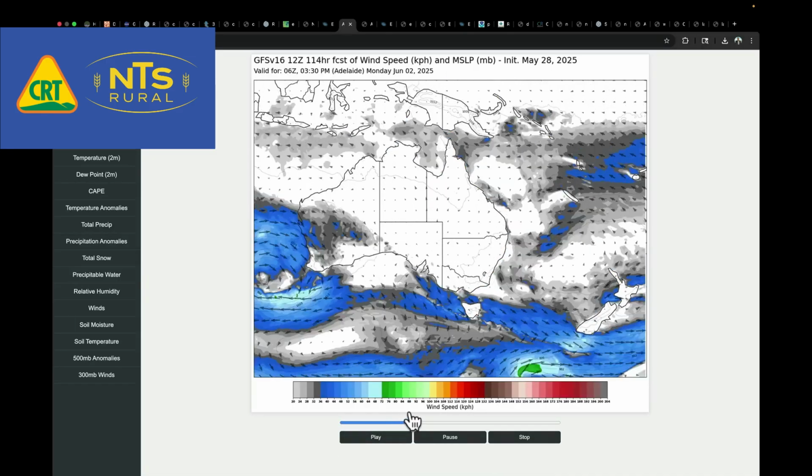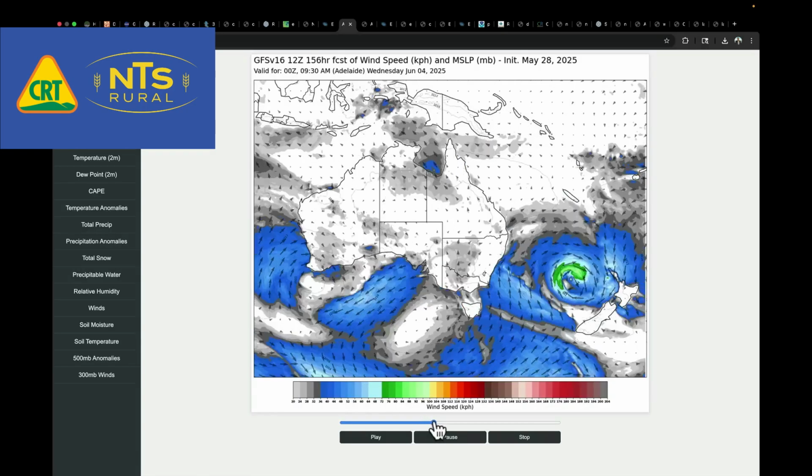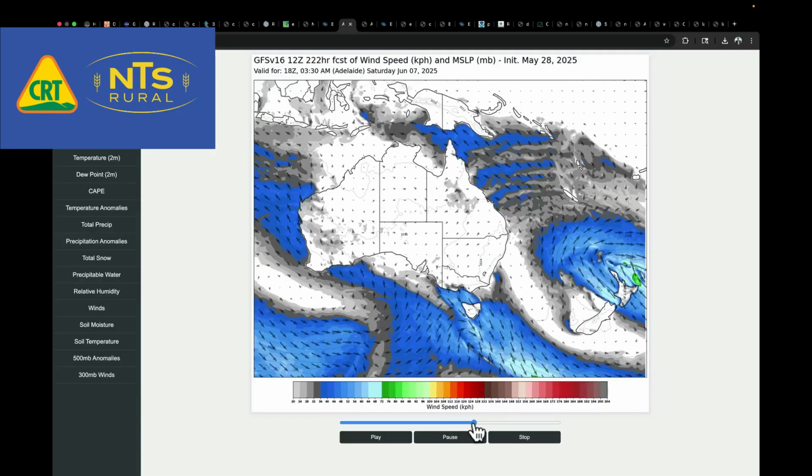There it is. That's Sunday, Monday, Tuesday. Very strong winds associated with that low coming in here on the shore. There it is. And sliding across the south. So overall, yeah, I kind of like where this is going.